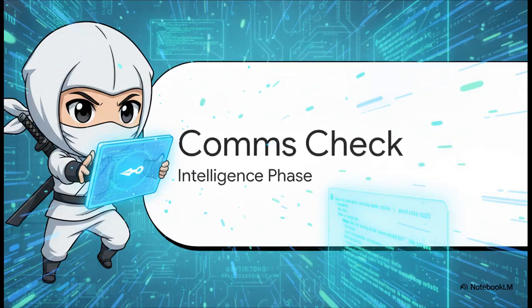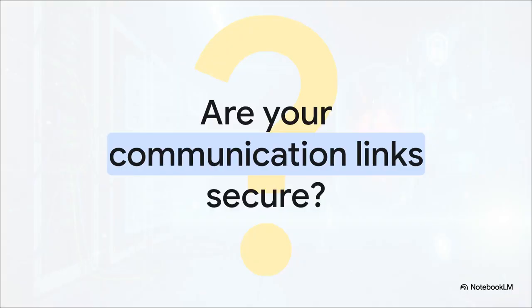Section 2. Comms check and intelligence. In this chaotic landscape of zero-day exploits and rapid vulnerability disclosures, information is literally your primary defense. So I have to ask, are your communication links secure? Are you actually receiving the intelligence you need to act before your network is compromised?